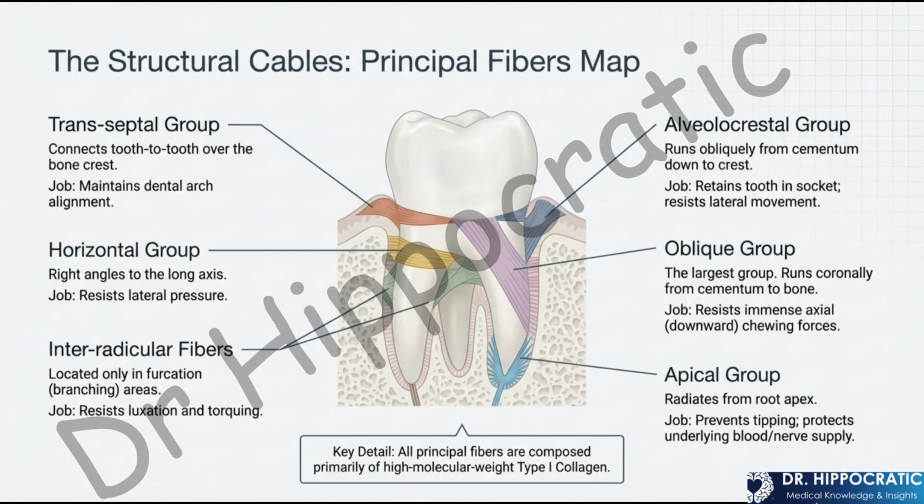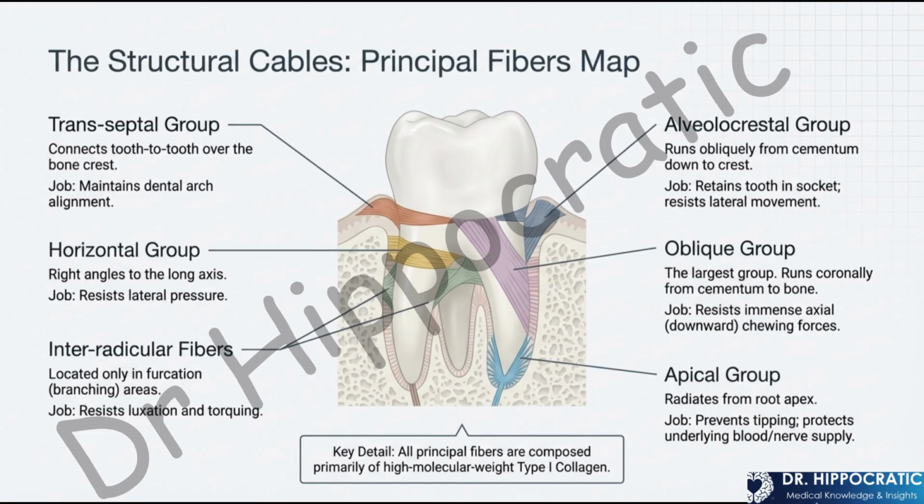So this slide provides the map of the structural cables, which are primarily composed of high molecular weight type I collagen. These are called the principal fibers. And they aren't just thrown in there randomly. They are organized into very specific directional groups to handle entirely different vectors of force. Right, looking at the map, you have several distinct groups here.